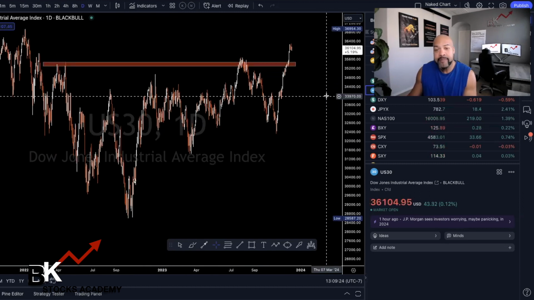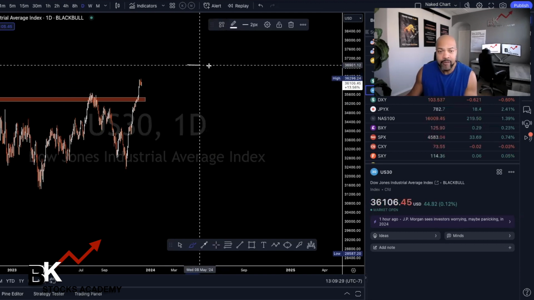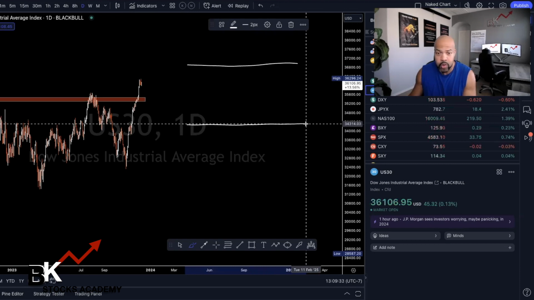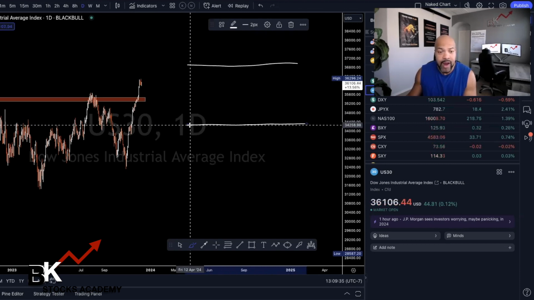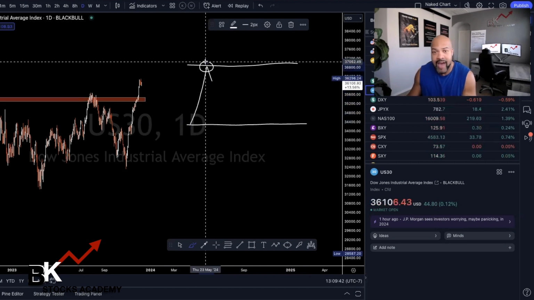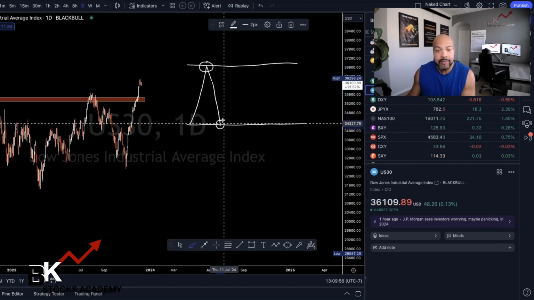So if you're unfamiliar with what resistance and support are, I'll give you a brief demonstration. We have resistance here, you can call it the ceiling, and we have support, which is the floor. And oftentimes when price gets to the ceiling, it will reject and bounce off. And this is how you can sometimes identify how you want to trade the market. And the same as support. If price comes down to support, oftentimes you want to buy.